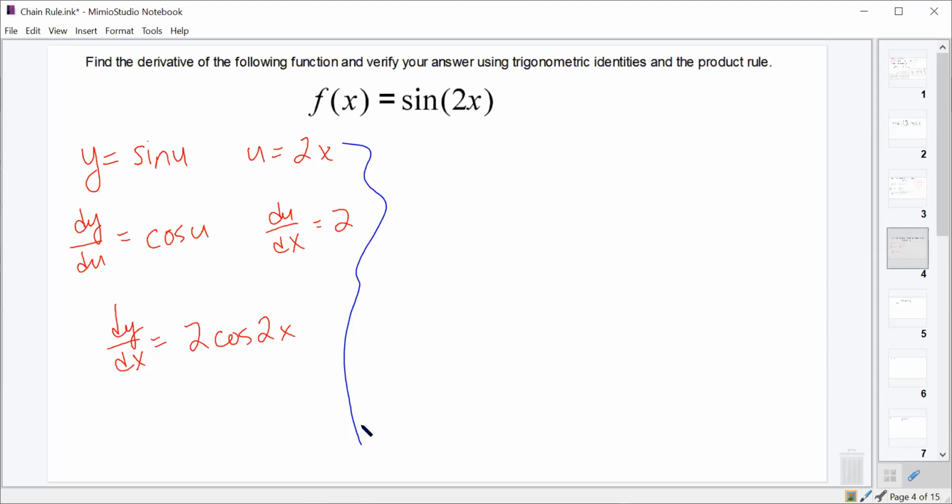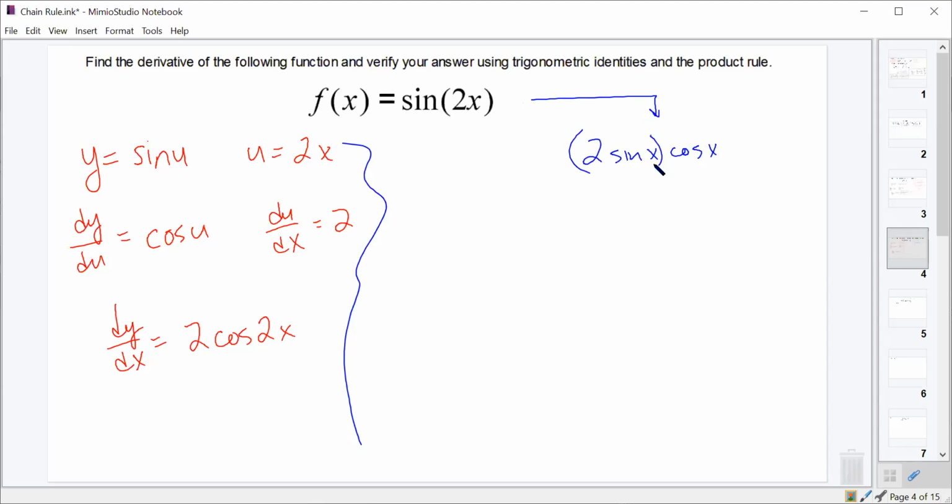Let's prove that this is true. We could use a trig identity to rewrite sine of 2x. I know that you know what that is because it's on the sheet of trig formulas that I told you to have memorized before we started this class. What's sine of 2x equal to? 2 sine x cosine x, exactly.